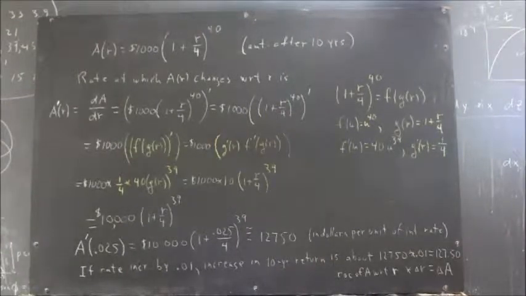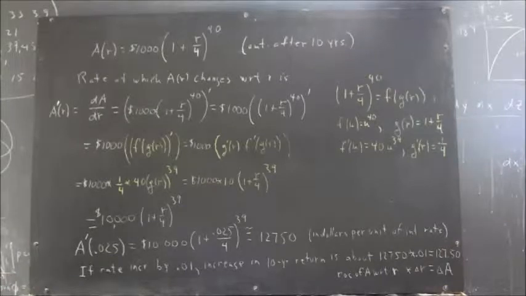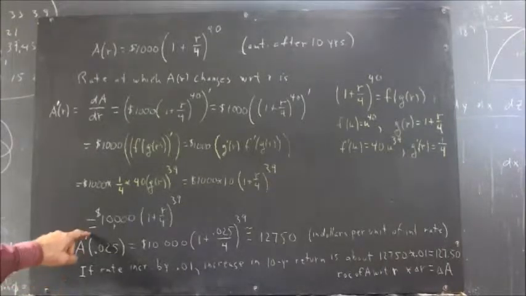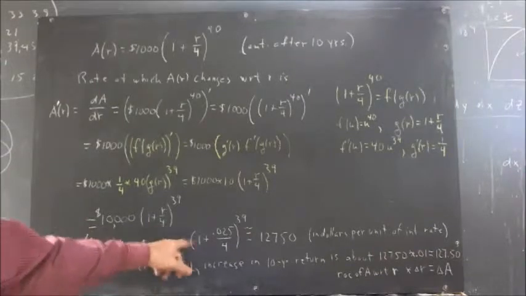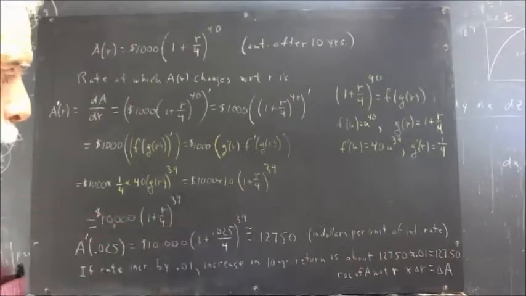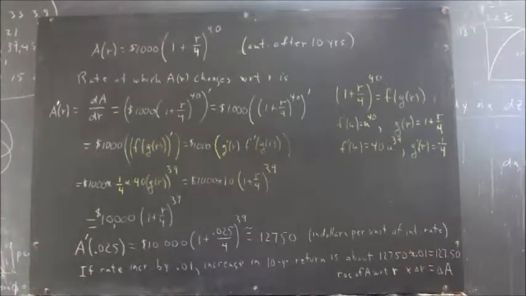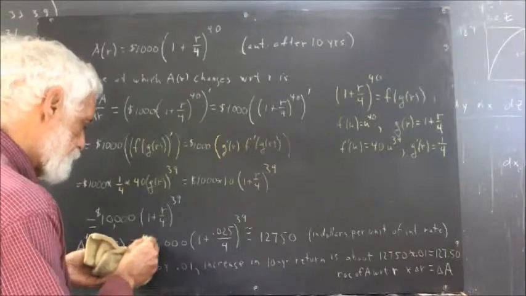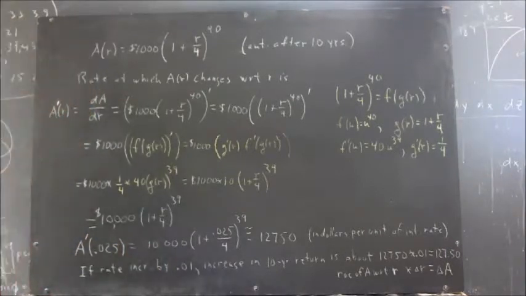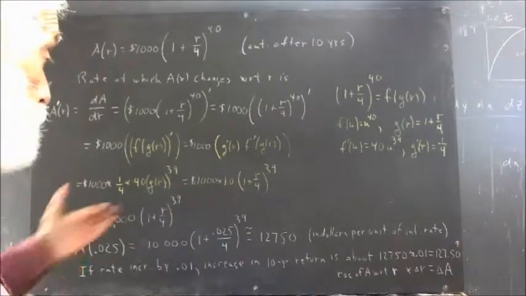An additional comment on the meaning of this derivative. Just as an example, if we evaluate A prime at 0.025, we get $10,000 times (1 plus 0.025 over 4) raised to the 39th power, which is 12,750. Now I want to suppress the dollar sign here, and I'll just talk about the meaning, because this quantity also has a meaning when you take the derivative.